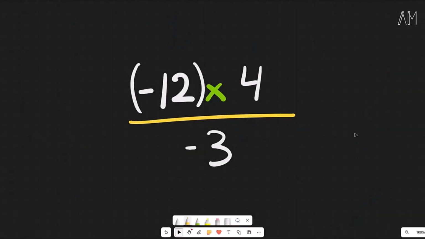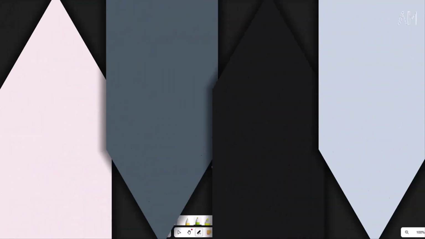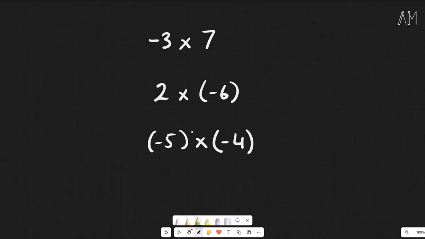In this video, we are going to learn how to multiply and divide integers. That means positive and negative numbers. Let's get started. In case of multiplying or division, I apply the multiplication on the numbers without the signs first. So here, 3 times 7 is simply equal to 21. And here, 2 times 6 is equal to 12. And here, 5 times 4 equals 20.